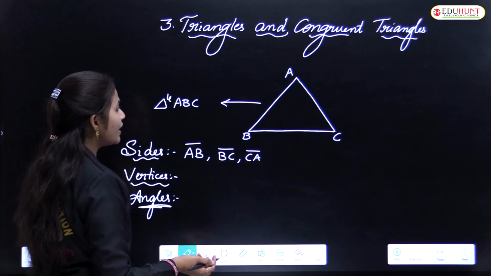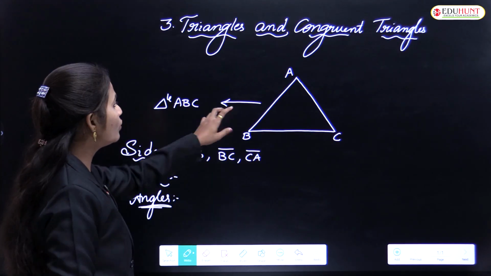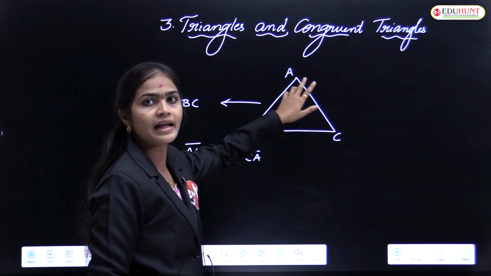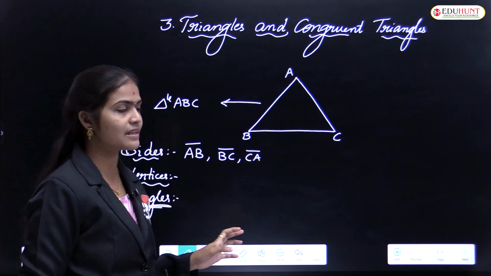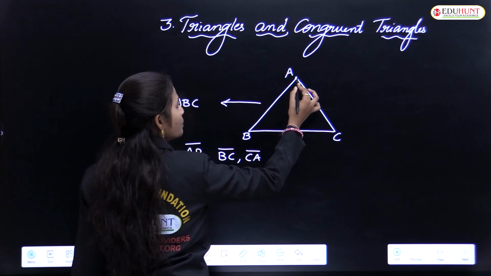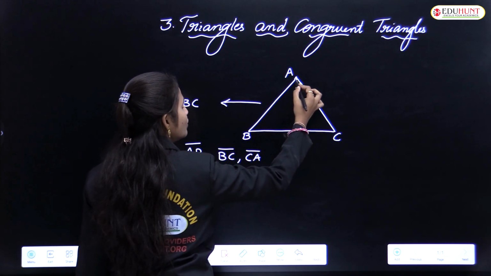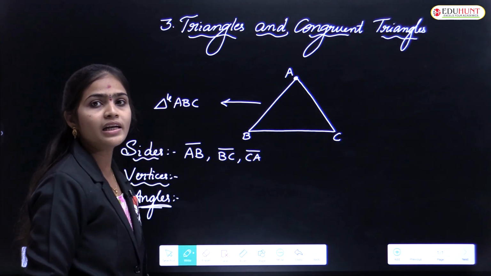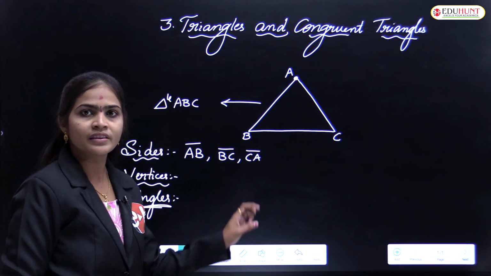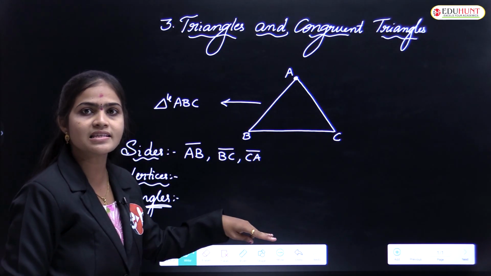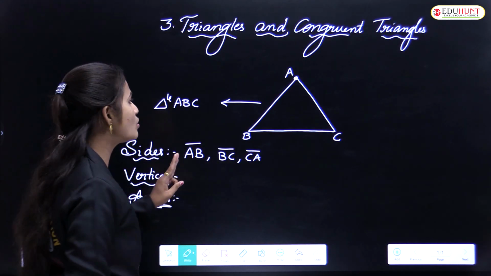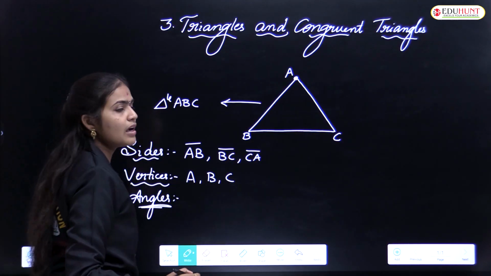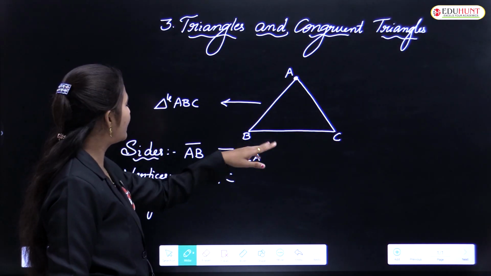Now vertices. The intersection point of 2 line segments is called a vertex. This is the intersection point of these 2 line segments, so these intersecting points we call vertices. In a triangle, how many vertices are there? There are 3 line segments, so there are 3 vertices. Those 3 vertices are A, B, C. Write them in capital letters.